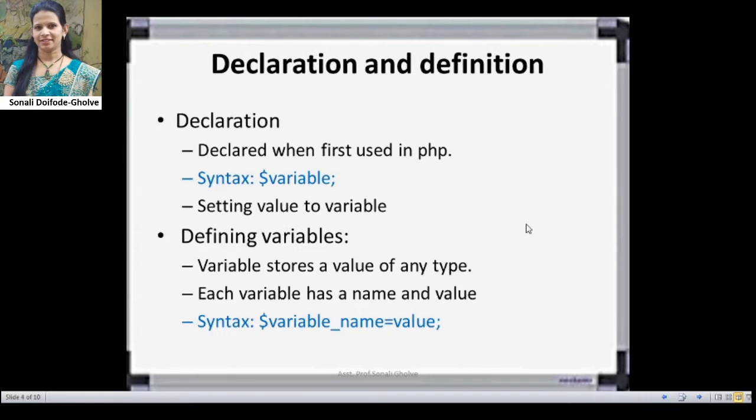Declaration and definition of your variable. How to declare a variable? It is necessary to use the dollar sign. What is the syntax? Dollar and your variable name. Variables are declared when first used in PHP. Next is defining a variable. A variable has a name and a value. A variable stores a value of any type, like a string, number, array or object. You can store any type of value inside your variable.